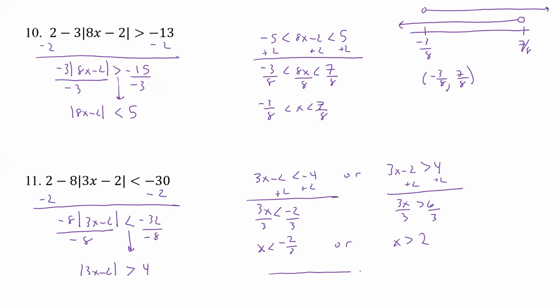So putting on our number line, here we have a 2. Here we have a negative 2/3. So it's going to be less than that, open circle to the left, greater than 2, open circle to the right. And so we're going to include both of them because we have the or. So we're going to have from negative infinity up to negative 2/3, union, now we're going to go from 2 to positive infinity. Okay. All right, let's stop there.